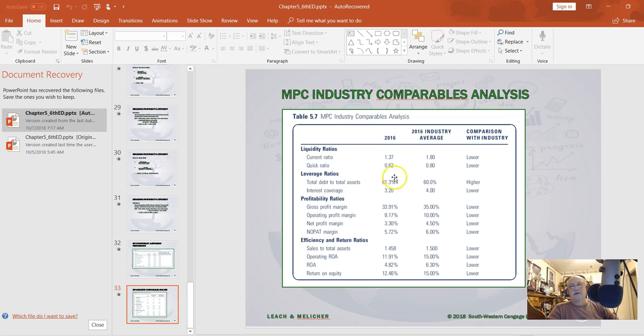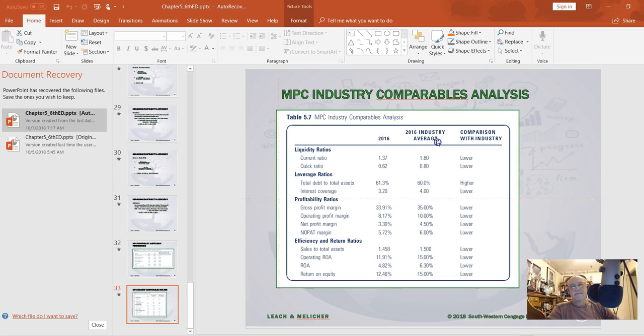All right, and here's a total comparable analysis of the industry as a whole. As I mentioned, you can get these numbers for the industry from the databases at Melville Weiler. And so basically, here's the comparison of 2016 to the industry, and you can see which ones are on.